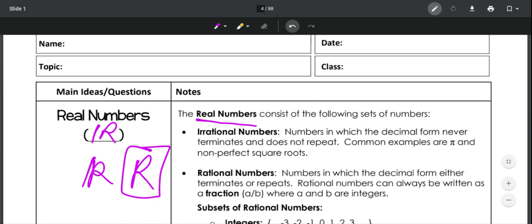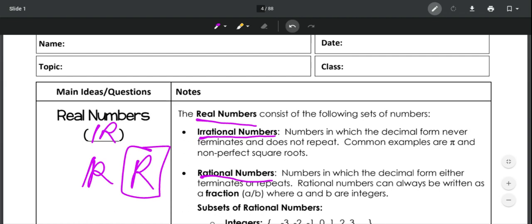So just remember that real numbers are literally every number that you could think of, because later on it's going to ask you to label them. Real numbers should go, or label the examples. Every example should have an R beside it, because every example is going to be a real number, I promise you. Now, inside of real numbers, we have irrational numbers and we have rational numbers. Those are pretty much our two different subsets.